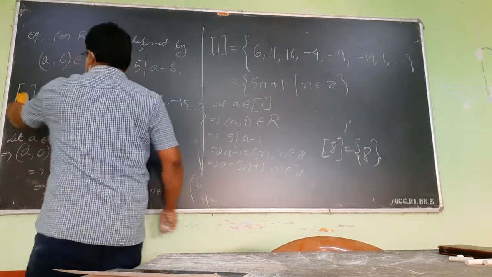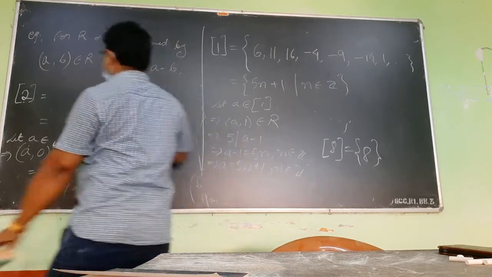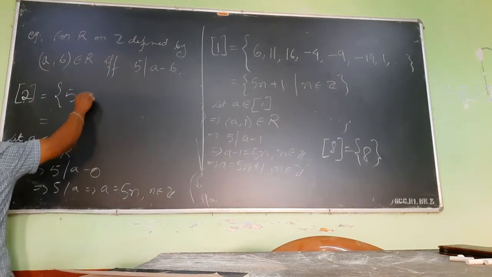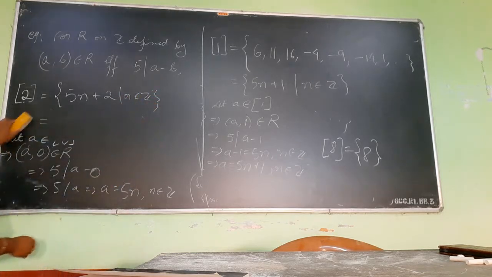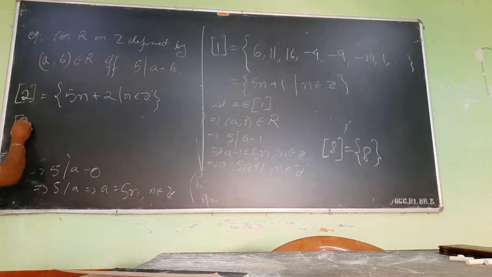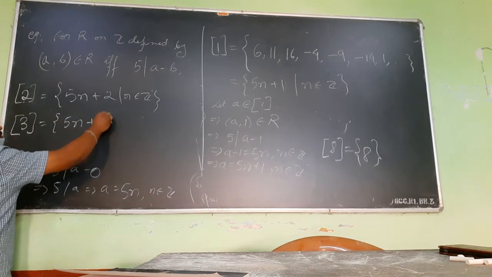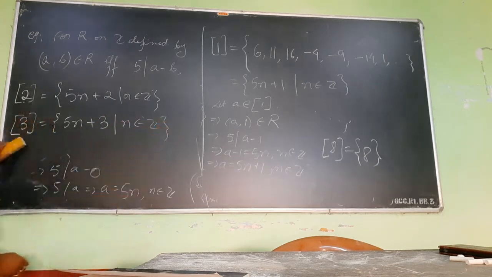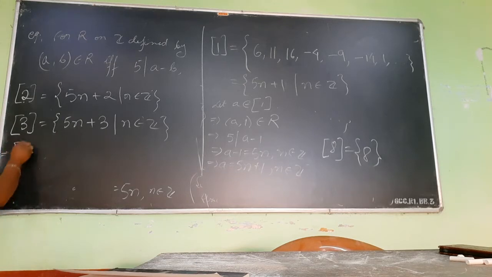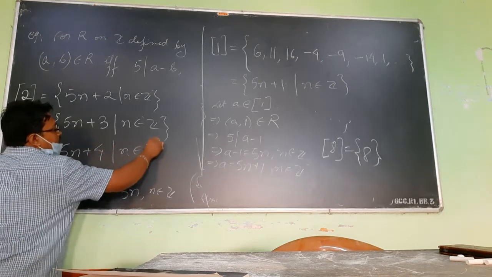What will be the equivalence class of 2? It will be 5n plus 2. It is the collection of all elements which are of the form 5n plus 2 such that n belongs to integers. Similarly, what is the equivalence class of 3 under this relation? It is the set of all those elements which are of the form 5n plus 3 where n belongs to integers. And the equivalence class of 4 will be the set of all elements of the form 5n plus 4 such that n belongs to integers.